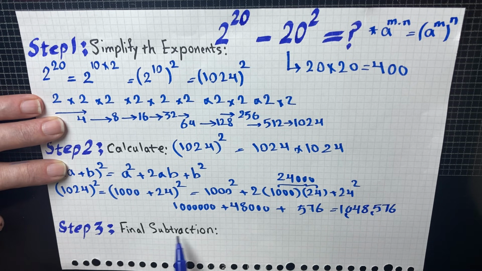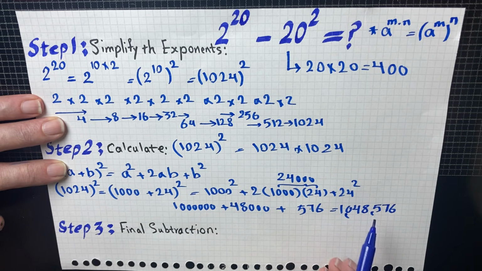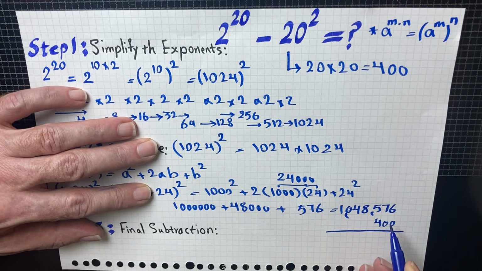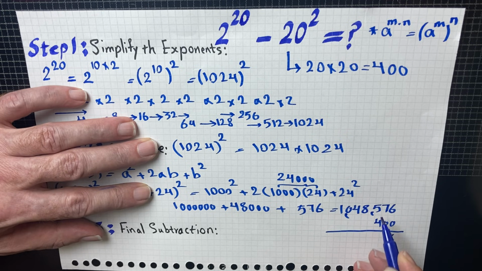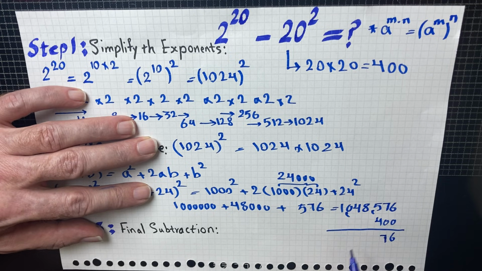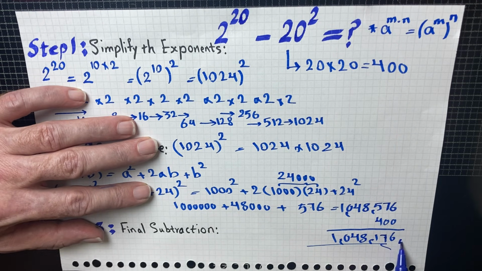And step 3, final subtraction. This number minus this number, 400. Okay, let's do it. 6 minus 0, 6. 7 minus 0, 7. So until here, 6, 7. 5 minus 4, 1. Next, 8 minus 0, 8. 4 minus 0, 4. 0 minus 0, 0. And lastly, 1 minus 0, 1. And this is our final answer. Have fun.